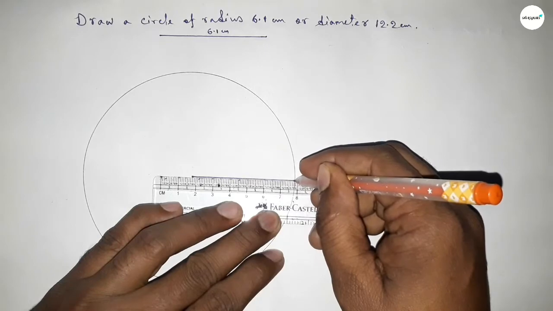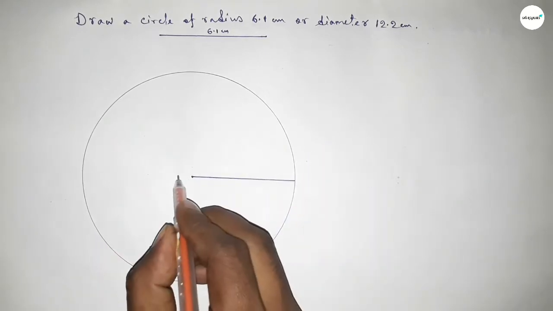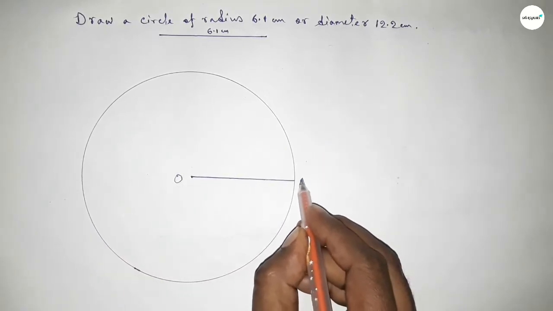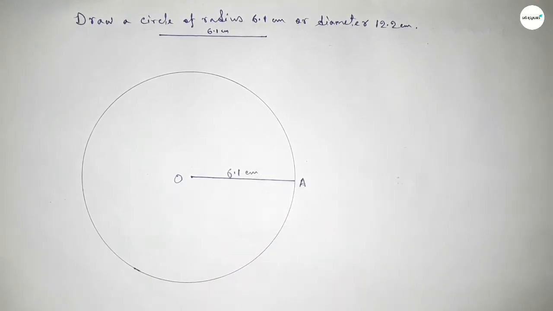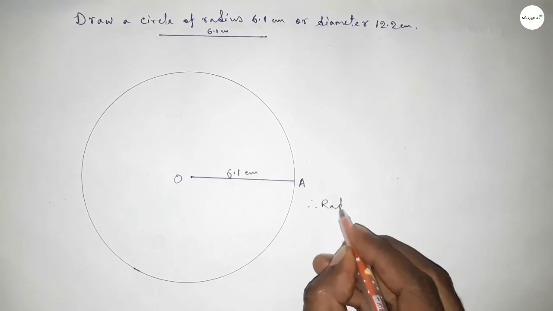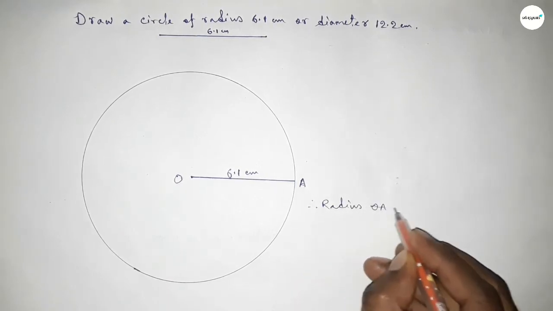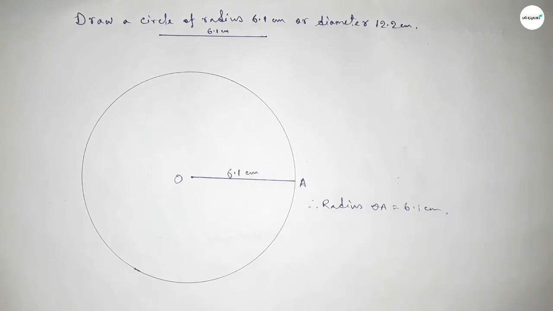So taking here center O and here A. So this is 6.1 centimeter. So therefore radius OA equal to 6.1 centimeter.